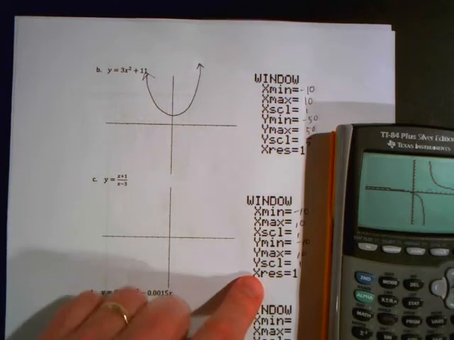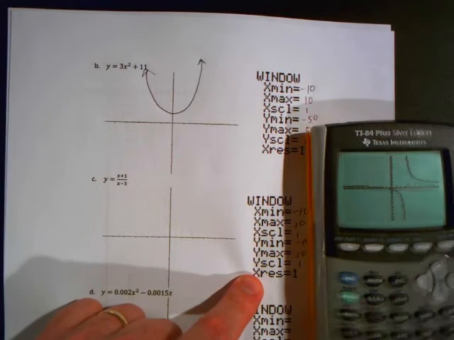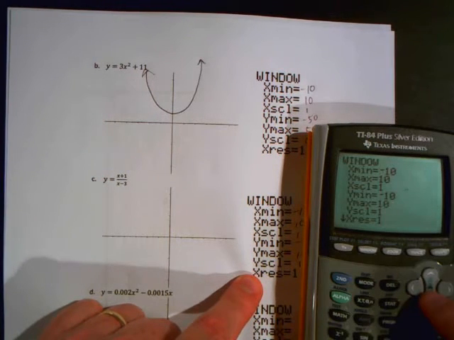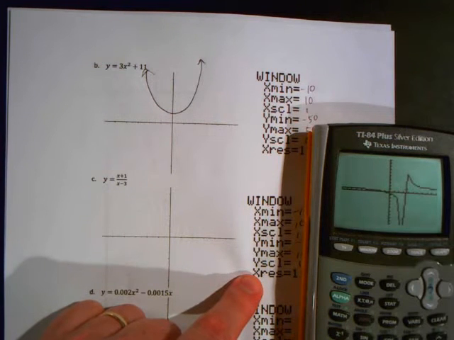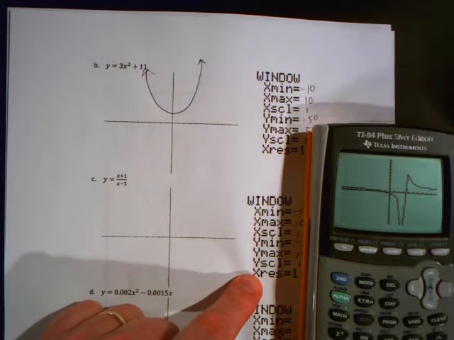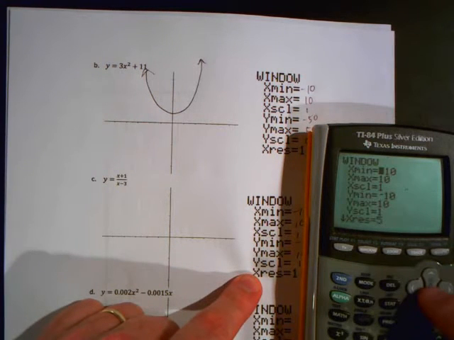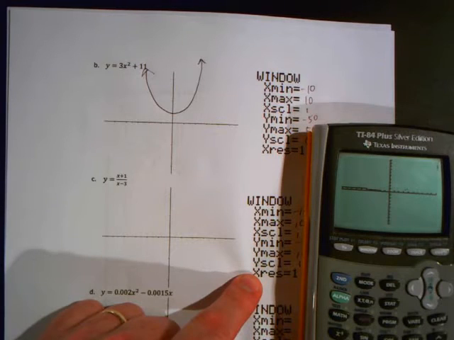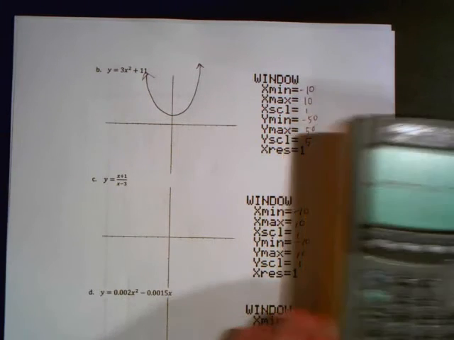Oh, the X resolution thing, you might have wondered about that. The X resolution tells the calculator how many little dots it should draw and connect. So when your X resolution gets bigger, you get a less accurate graph. You notice this one doesn't look as good. In general, just leave that X resolution at 1. Don't worry about it. With X resolution 1, things usually come out pretty good.